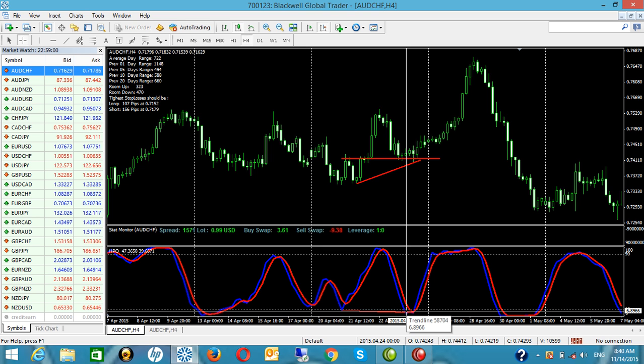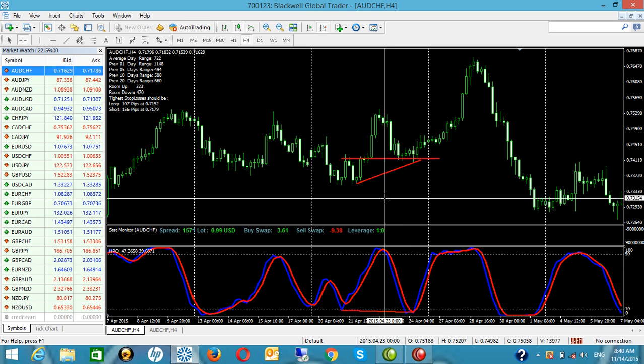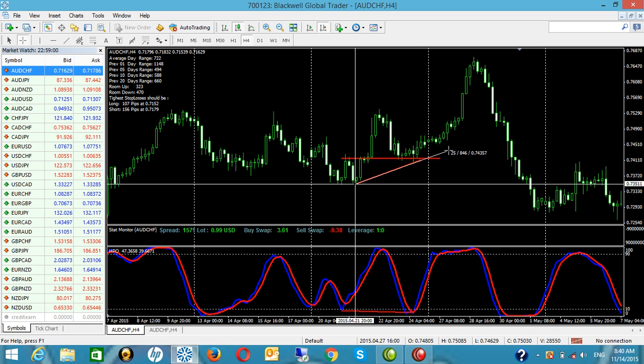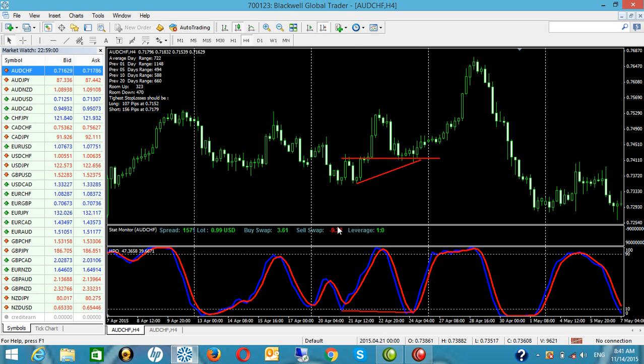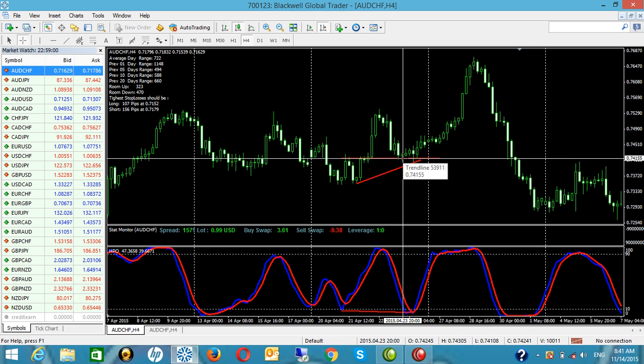Now let me run through this again. Entry number one, hidden divergence must be seen. Number two, price must be sitting at a support level for a buy.